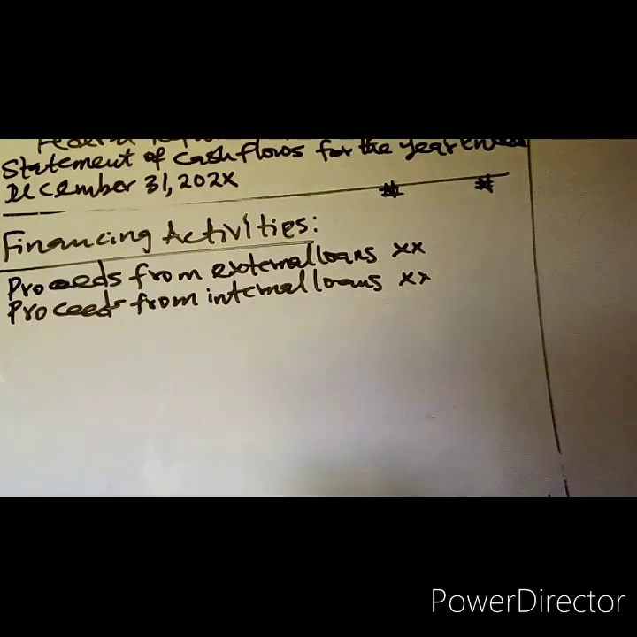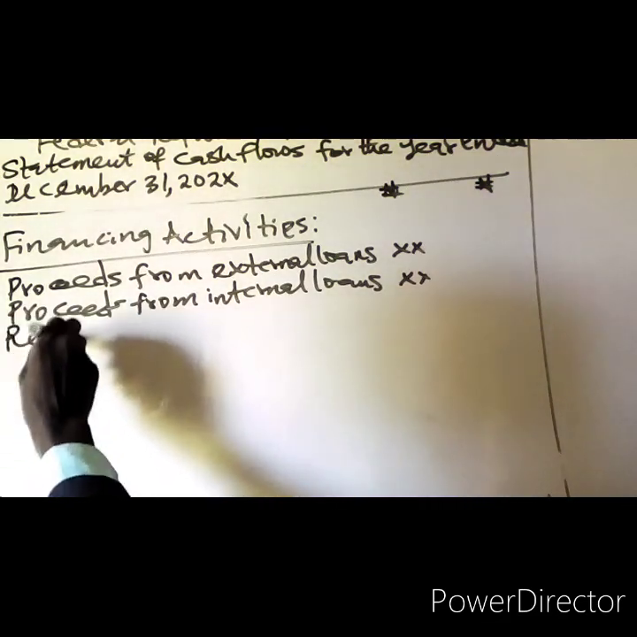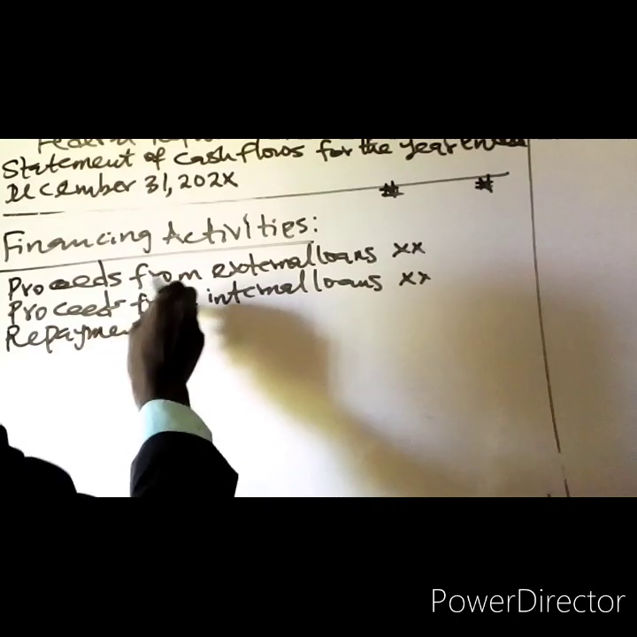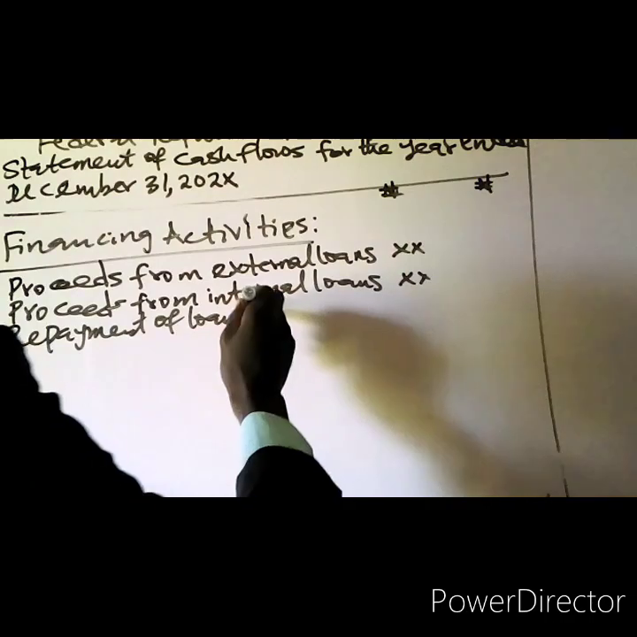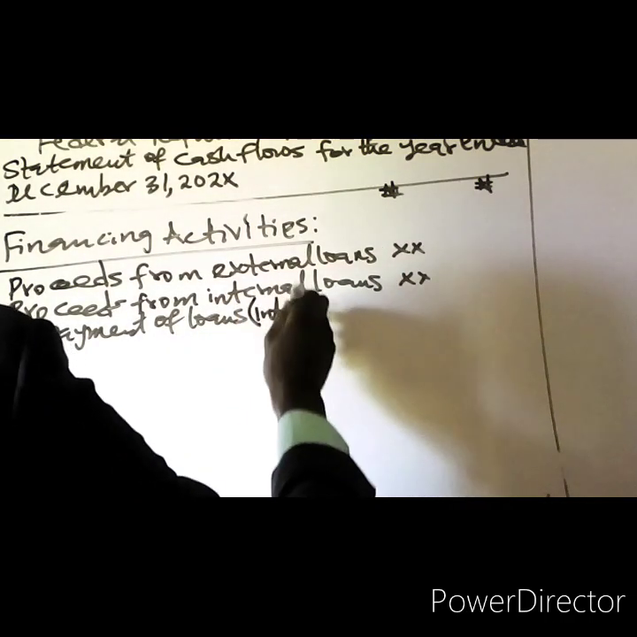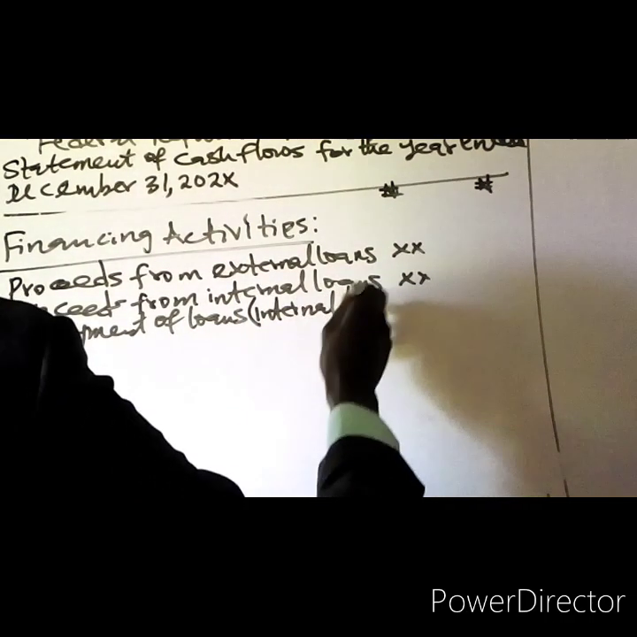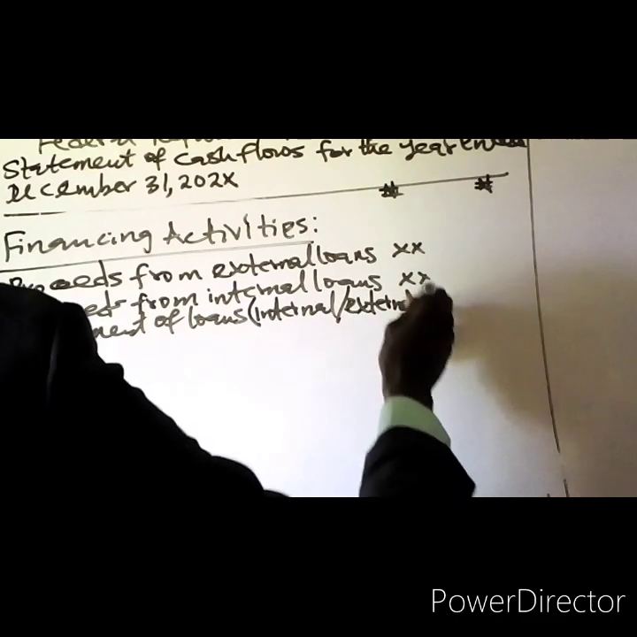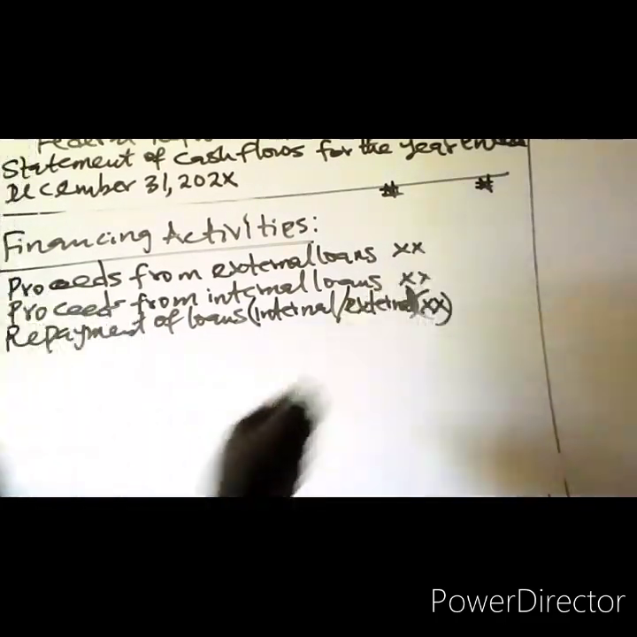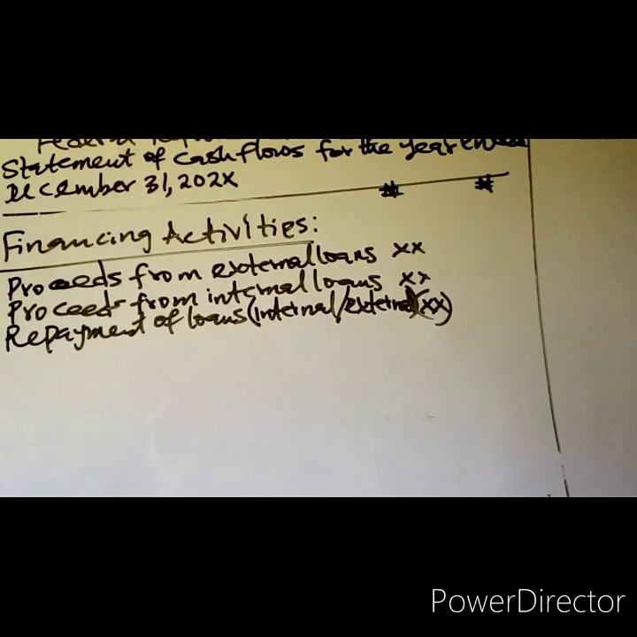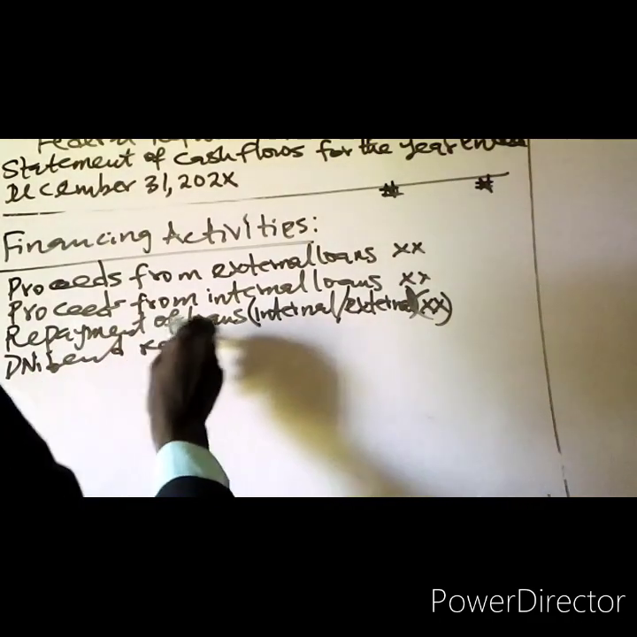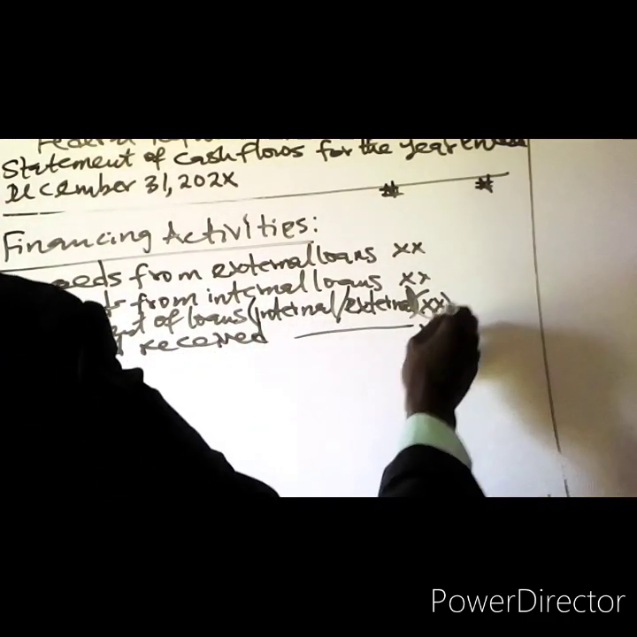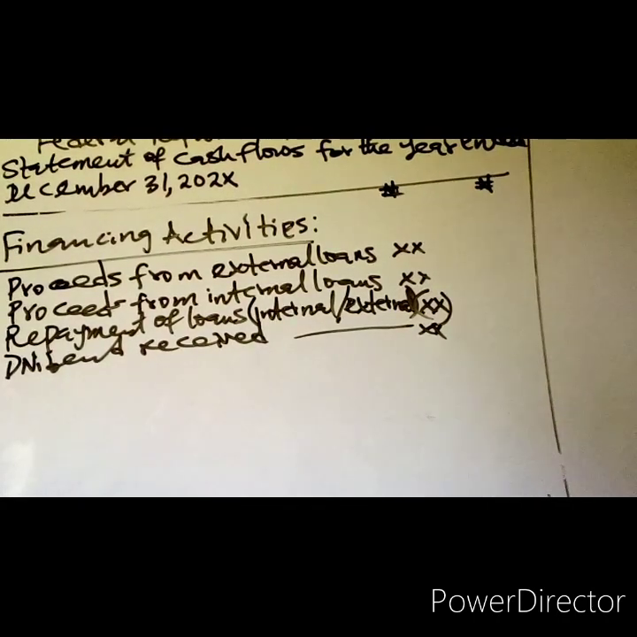Repayment of loans. This repayment of loans could be internal or external. Repayment of internal loans or repayment of external loans. Repayment is an outflow. Then you have dividend received. These are financing activities.